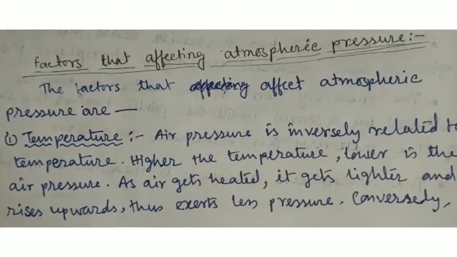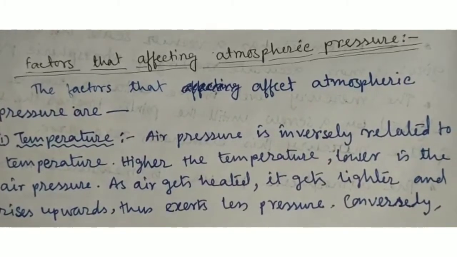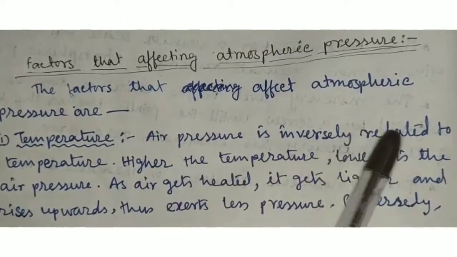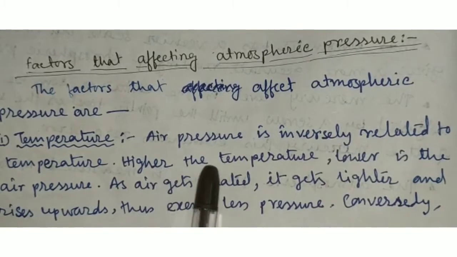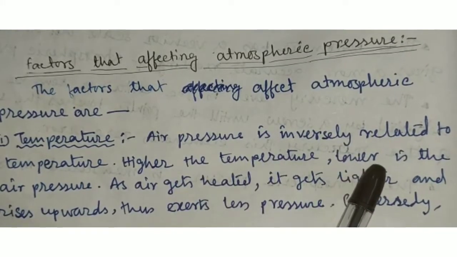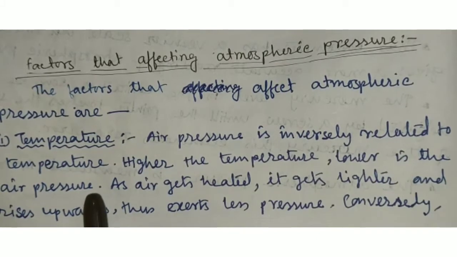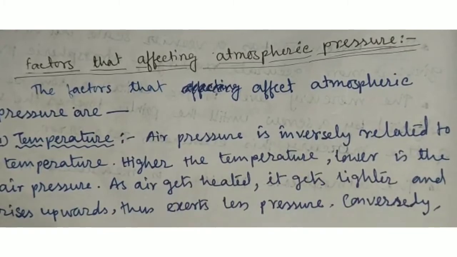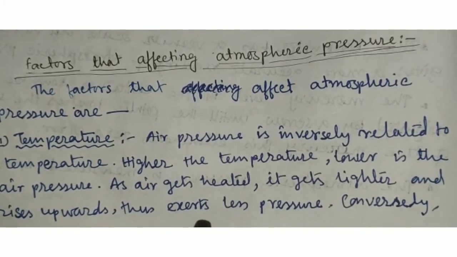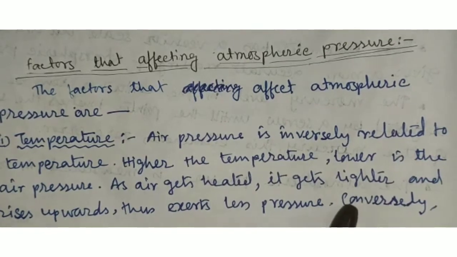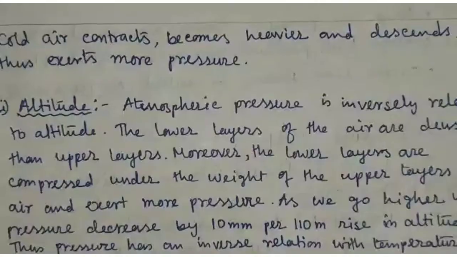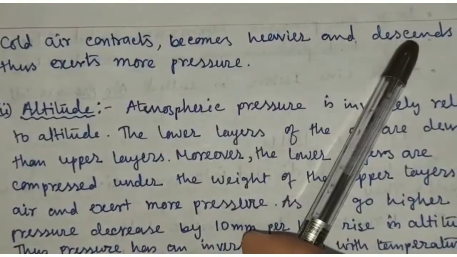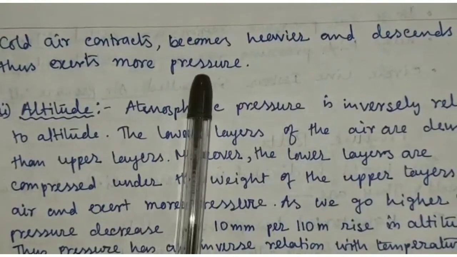Factors that affect atmospheric pressure. Number 1, temperature. Air pressure is inversely related to temperature. The higher the temperature, the lower the air pressure. As air gets heated, it gets lighter and rises upward, thus exerting less pressure. Conversely, cold air contracts, becomes heavier and descends, thus exerting more pressure.